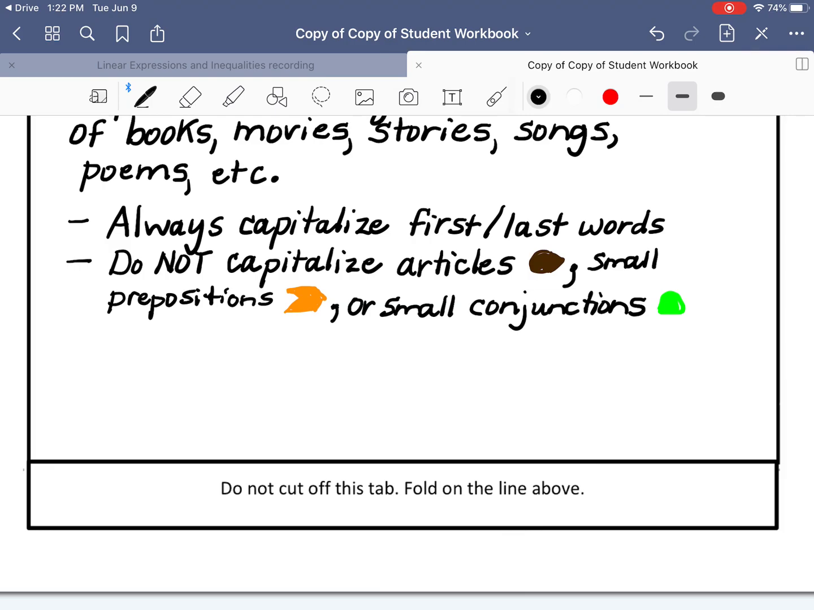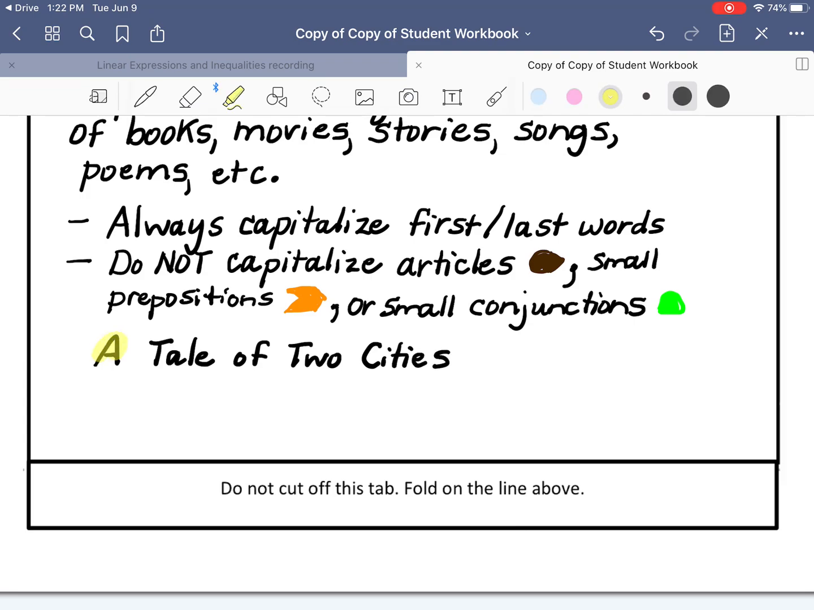Let me just use this one. A Tale of Two Cities. It's a very good story. If you've never read this book, it has a lot of history in it about the French Revolution. So we capitalize the first word and the last word regardless. It doesn't matter what it is. And then all significant words. Of is a preposition. It's a little preposition. So you don't capitalize of. Let me put the symbol in there.